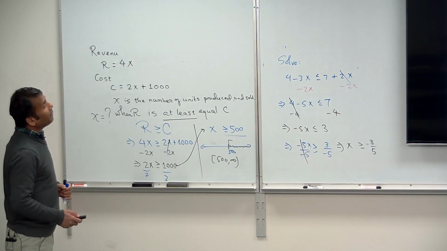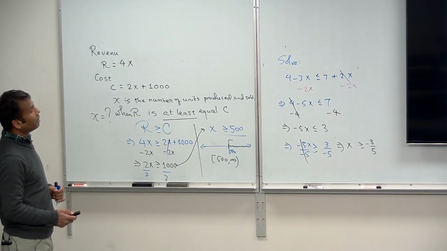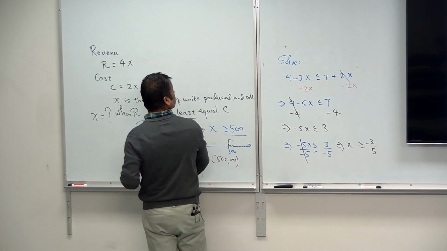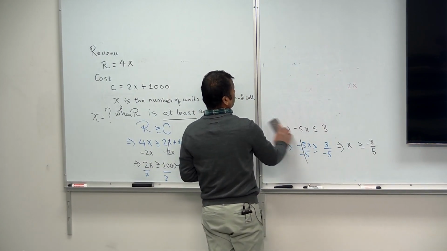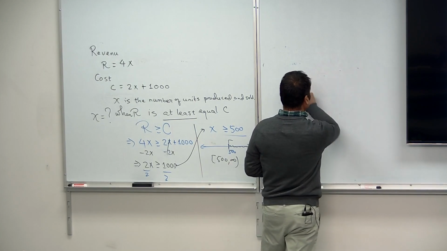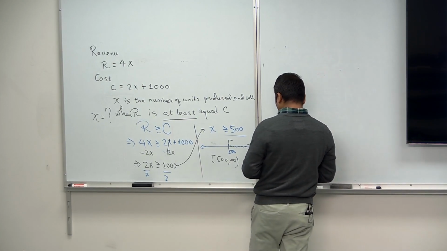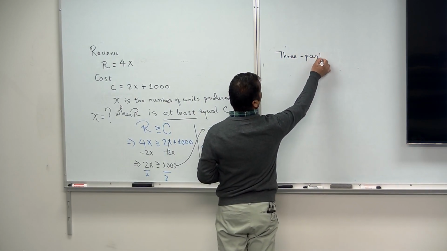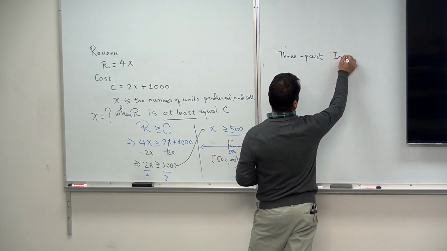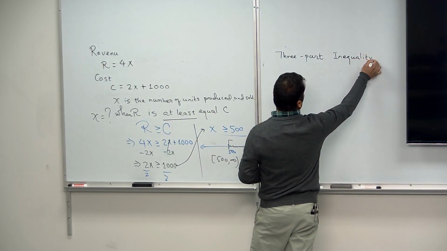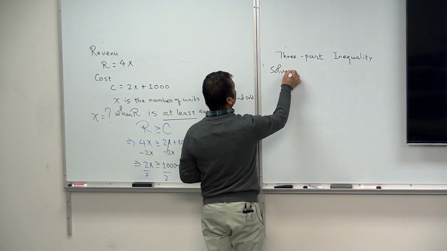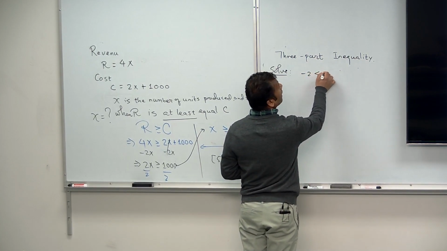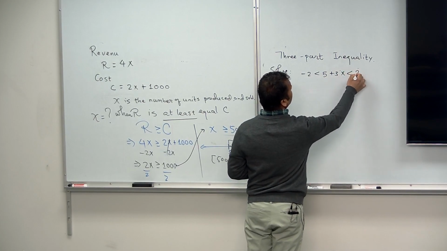Okay, so now, this is the three-part inequality. You see that? Oh, sorry. You have a three-part inequality, okay? Solve -2 is less than 5 plus 3x, which is less than 20.